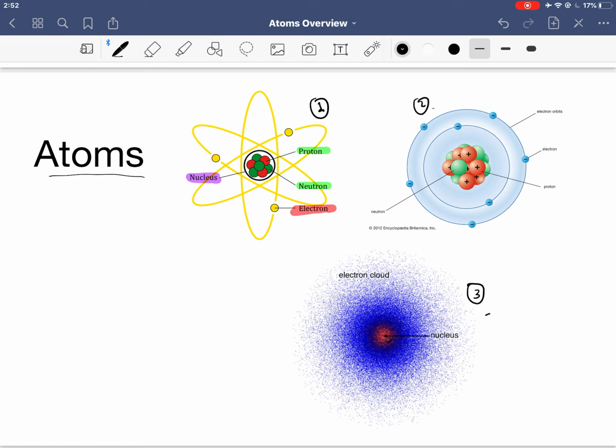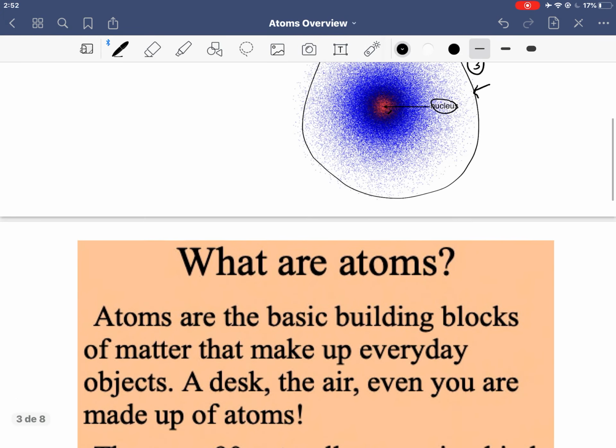So, this picture here, number 3, is probably the most accurate for what a real atom would look like, with a nucleus surrounded by lots of electrons, but it is sometimes convenient to draw an atom like number 2 or maybe even number 1 to visualize the different parts that are going on.